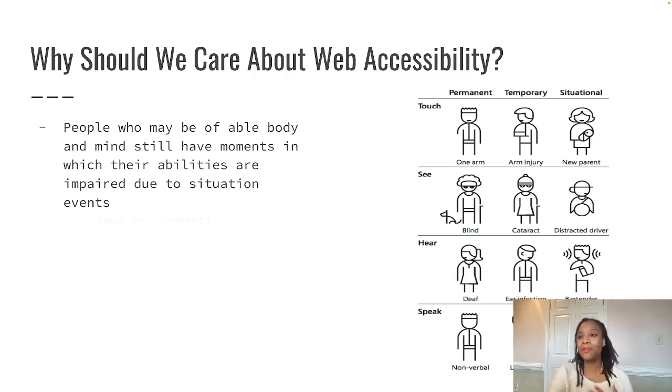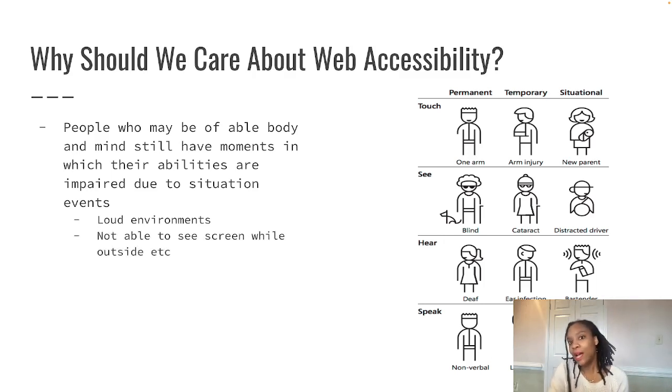So an example of that would be things like you're in a loud environment and you can't hear what's on the screen. You might want to have a different way of getting that information via text. You may be outside, and when you're outside, you get that glare on the screen. Now you can't even see your screen. So making sure that the way that we're doing our pages are able to be used that way.